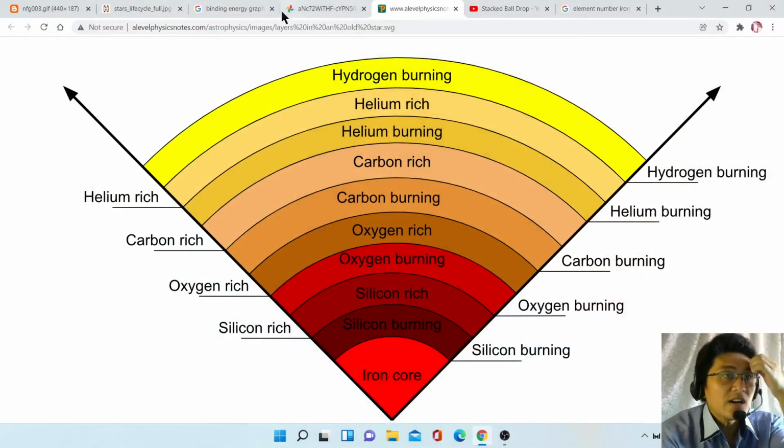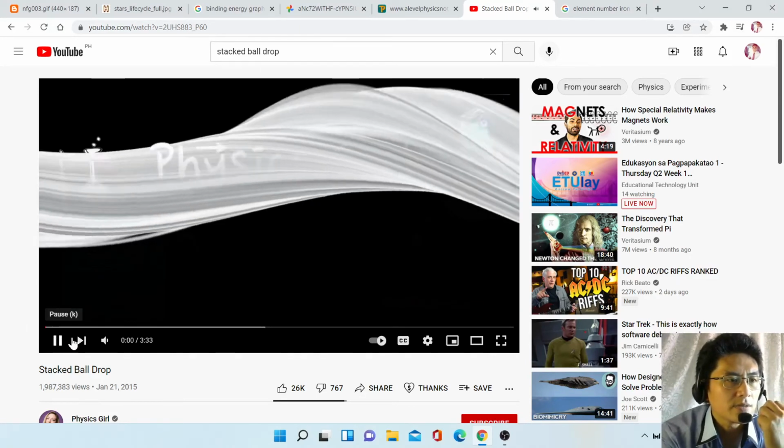Think of it as this layer and that layer being two balls. When you have two balls that hit each other, obviously they bounce. So the layers collapse, and as they collapse, the force of the collapse makes them bounce and scatter. And that's the explosion. That's the supernova explosion. And I will show you a very good video about that. Now, this is from Physics Girl. Check her out. That's a very nice channel.